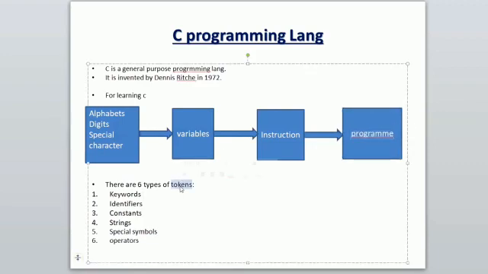What is token? Token is the smallest or individual part of the program. Every smallest and individual part of the program is known as token. So there are 6 types of tokens: keywords, identifiers, constants, strings, special symbols, operators.